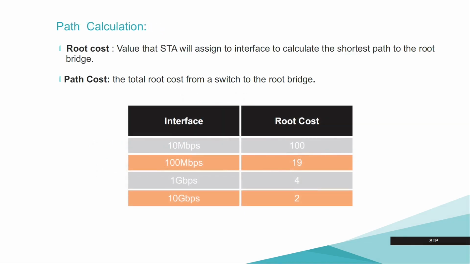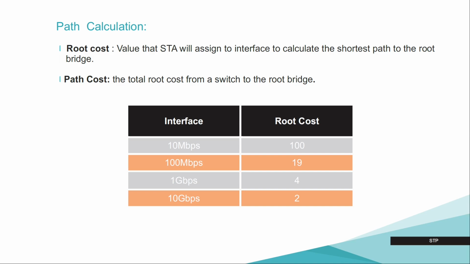After we identify the root bridge, the spanning tree will do a calculation in order to define the blocked port. First, STP will add the root cost to the interfaces. The root cost is a value that STP will assign to an interface in order to calculate the shortest path to the root bridge. We also have the path cost. The path cost is the total root cost from a switch to the root bridge.